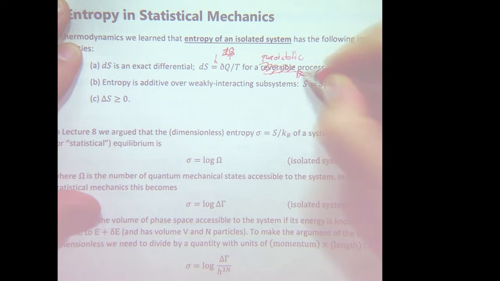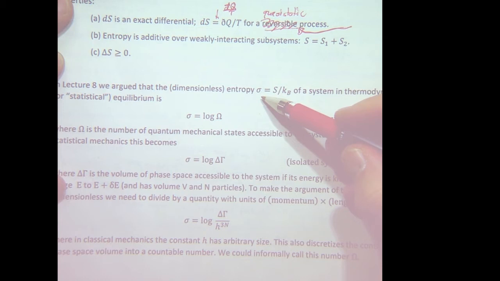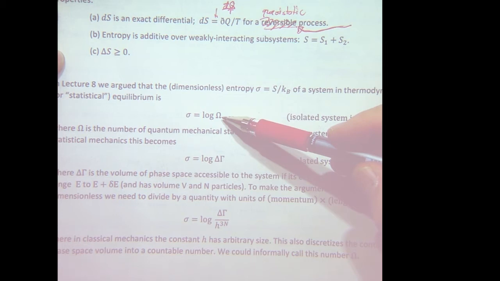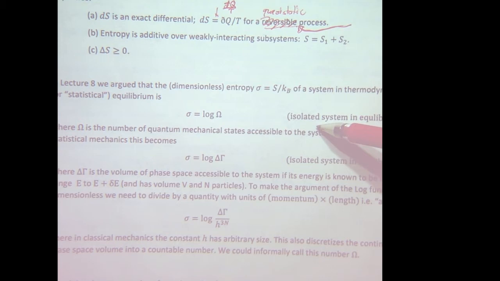We argued, now I'm going to write, instead of writing S over k everywhere, that S over k is dimensionless. I'm going to call that sigma. So sigma is going to be a dimensionless entropy. And I think it's more natural to use dimensionless units, because really all you're doing is counting the accessible states and just taking the log of it. So the most natural way to write it is in dimensionless form, sigma. So this is an isolated system in equilibrium. So you've got to make sure it's both isolated and in equilibrium.